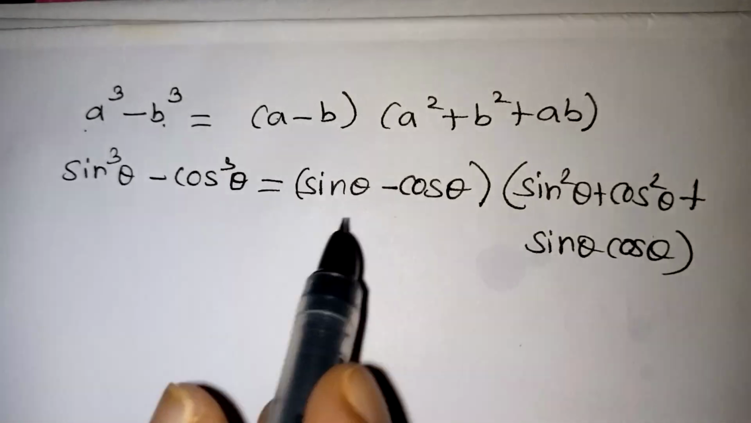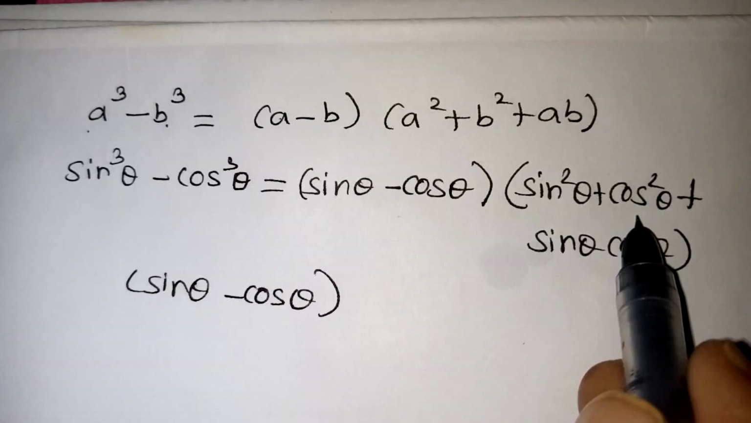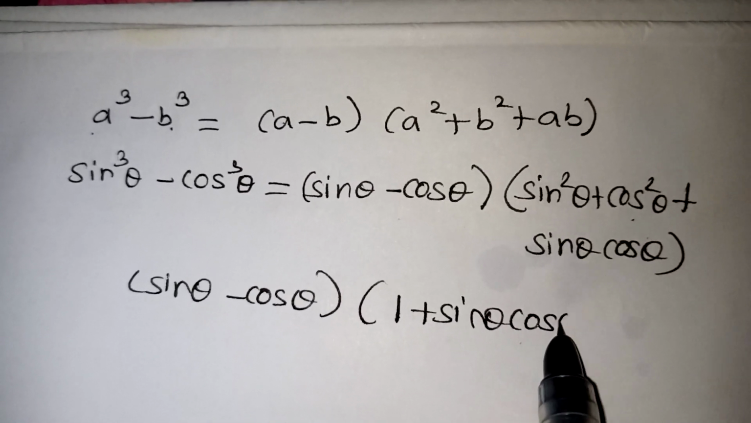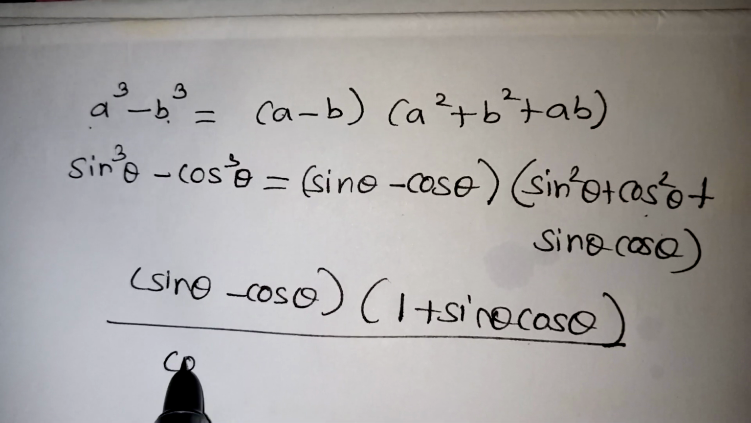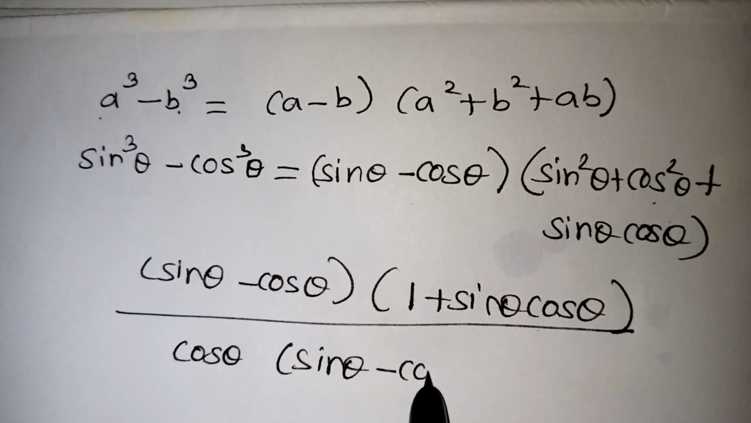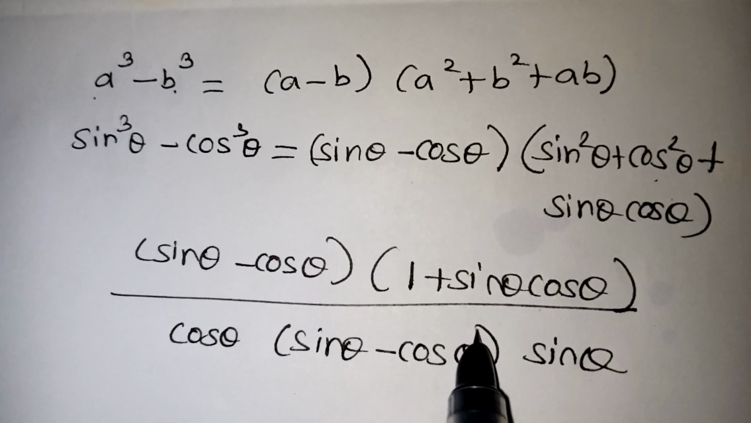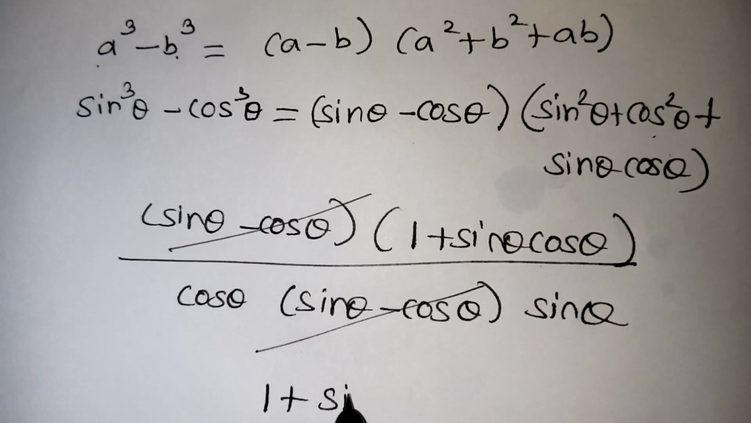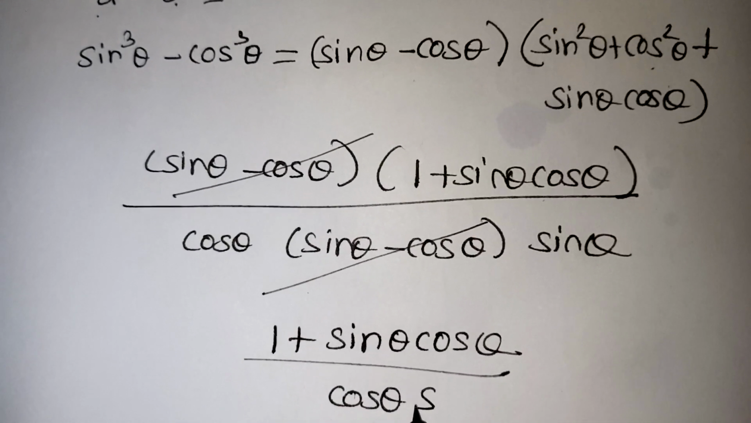Now the numerator will be sin theta minus cos theta, sin squared plus cos squared we can write as 1, plus sin theta cos theta. So that is the expansion for a cube minus b cube. So denominator we are writing as it is. Denominator we have the LCM value, cos theta into sin theta minus cos theta into sin theta we are having. So these two terms are same, sin minus cos will get cancelled. So the remaining 1 plus sin theta cos theta divided by cos theta sin theta we are having.